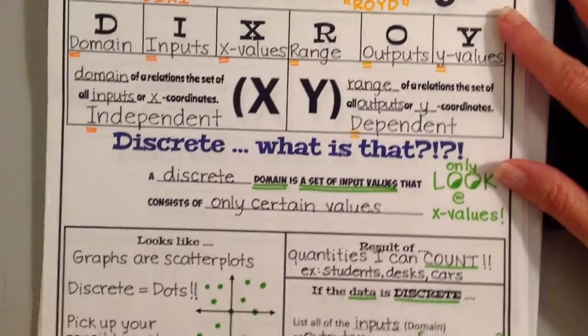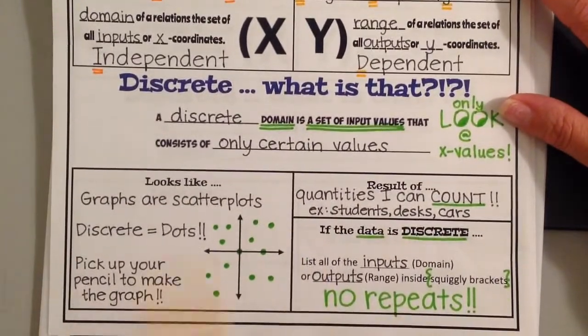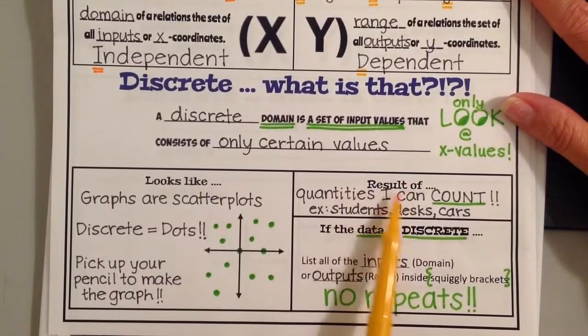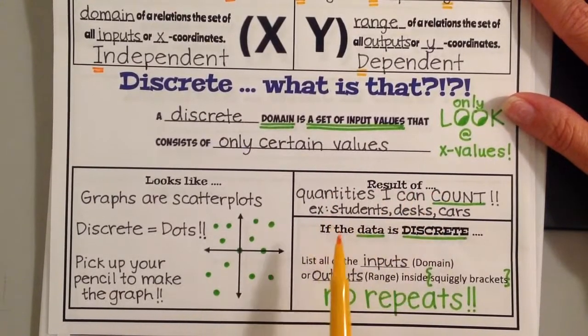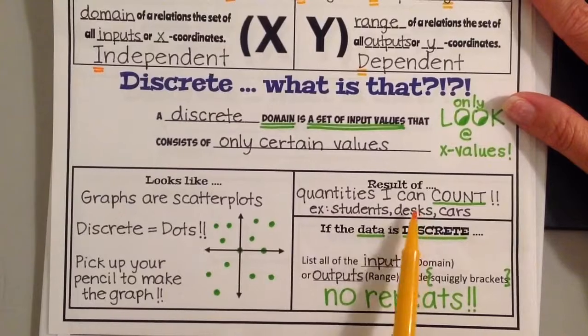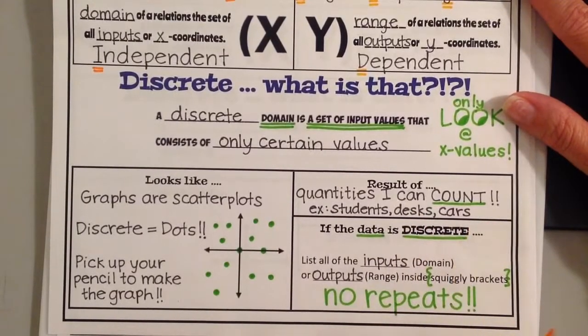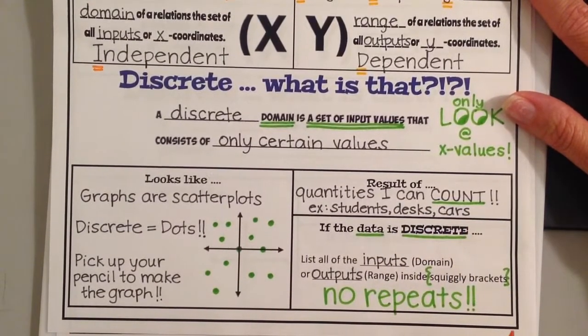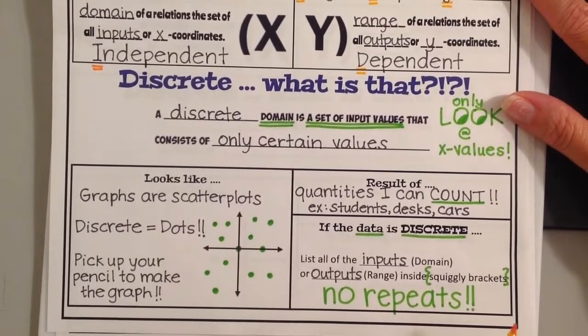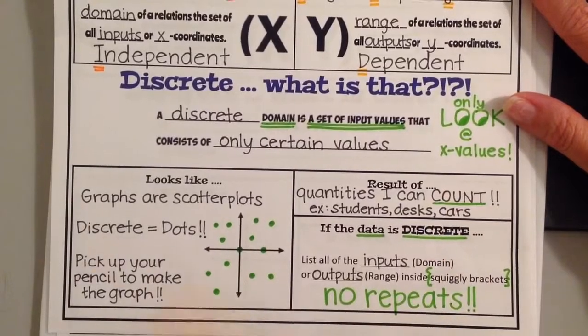Here are some more ways that you can identify if your data is discrete. It is the result of quantities you are counting. For example, I count the number of students. I can count the number of desks. I can count the number of cars. Okay? All of those are leaving out numbers in your number system, and you're counting them.